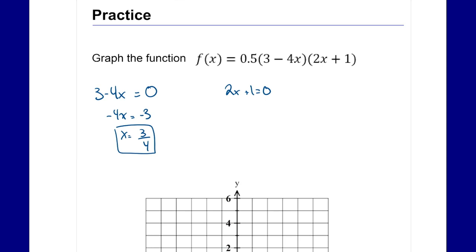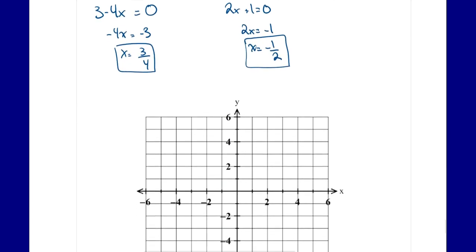So that is one x-intercept. Not the nicest values, but that is the x-intercept. The next one, 2x plus 1 equals 0. 2x is on the one side, -1 is on the other. Divide both sides by 2, I get x is equal to -1/2. So now I have my two x-intercepts, and I can go through and plot those. -1/2 is here, 3/4 is here. Now, it's a little bit hard to see where the middle is.